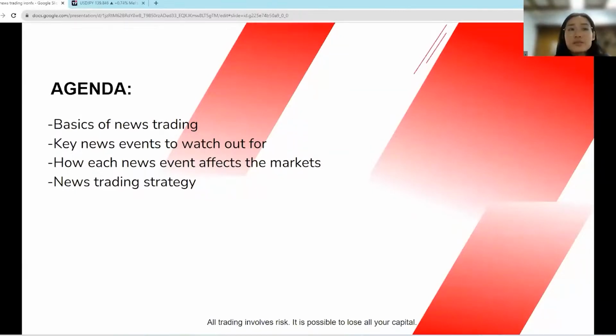So here's our agenda for today. We're going to be looking at the basics of news trading, and then key news events to watch out for, how each news event affects the markets, and then news trading strategy. So after we've gotten through the slides, I think we'll still have a bit of time left. So we'll go ahead and take a look at some setups. So feel free to let me know in the chat throughout the webinar if you have any questions or any requests for any setups you'd like me to go through.